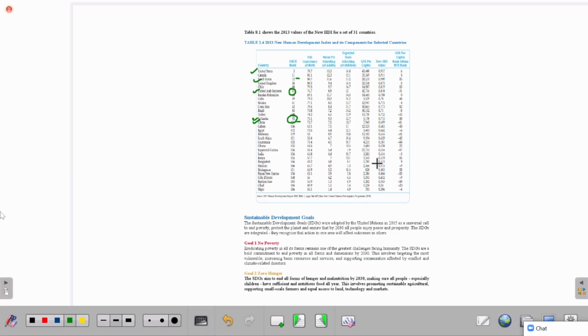So these are the rankings based on the dimension indices, like life expectancy for health, income, and expected years of schooling for education. These are all dimension indices, and together they are taken as a geometric average for the HDI.